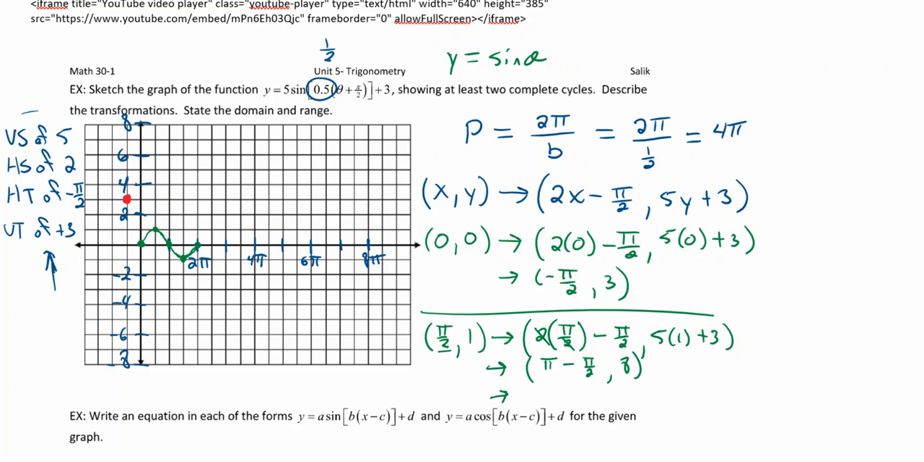So then pi minus pi over 2 is really like 1 pi minus a half pi. So this is like 1 minus a half, which is equal to a half, right? So this is going to be just pi over 2 still. So pi over 2, comma 8.